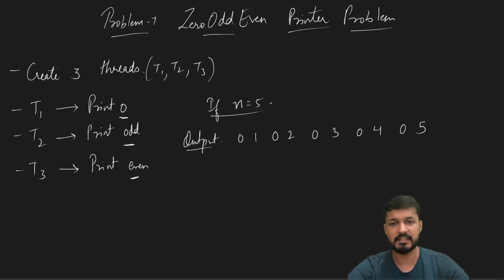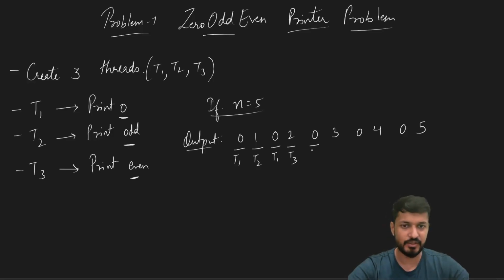You will also be given a variable named n. For example, suppose the value of n is 5. Then your output should look something like this. First you will have to print 0 using thread T1. Then you will print an odd number using thread T2. Then again you will print 0 using T1. Then you will print an even number using T3. Then again 0 using T1. Then 3 using T2, 0 using T1, 4 using T3, then 0 using T1 and 5 using T2, right?